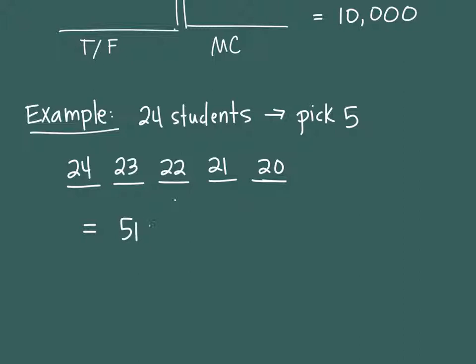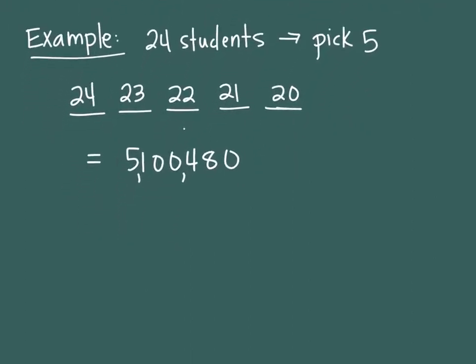Well, I get 5,100,480. So it's 5,100,480 different ways I could form a committee using different people from the group. It has to do with the way I make a seating chart too. If I look at the 19 of you in class and I want to make a seating chart, the first person I pick, I have 19 of you to pick from, and then it descends each time till you guys are all in a different seat.